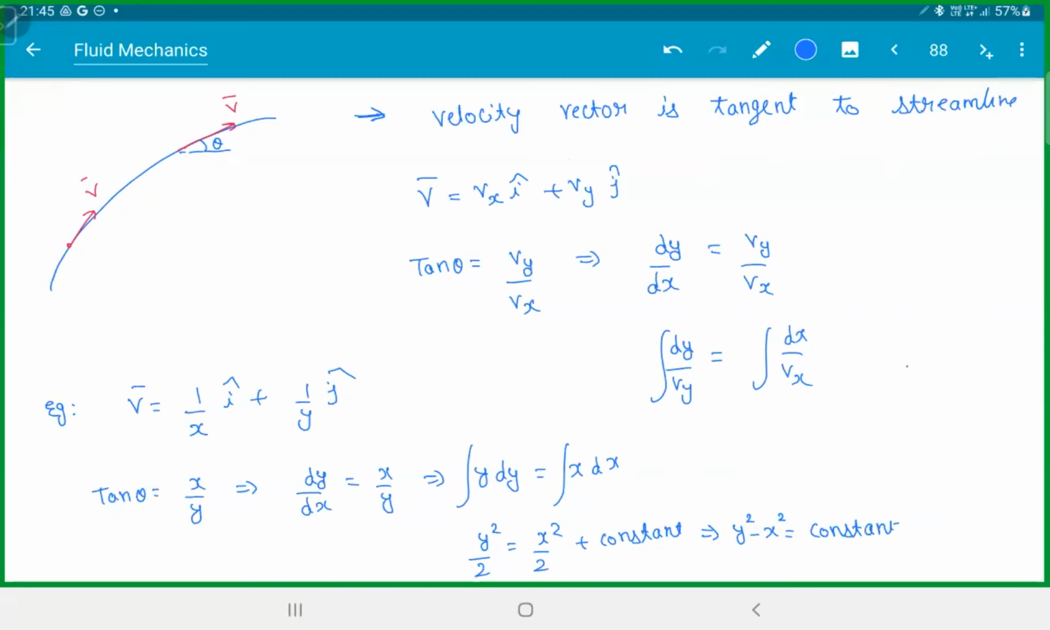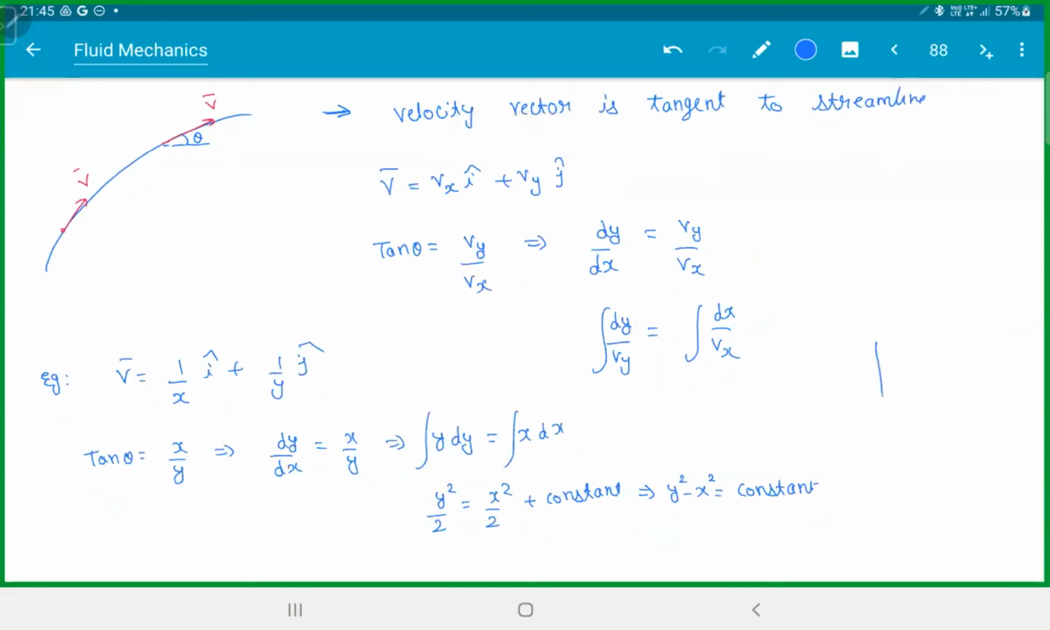If you actually try to plot this on a graph, I don't know whether you learned hyperbola till now. The asymptotes will be y is equal to x. So the streamlines here would be like this, the liquid is flowing like this.